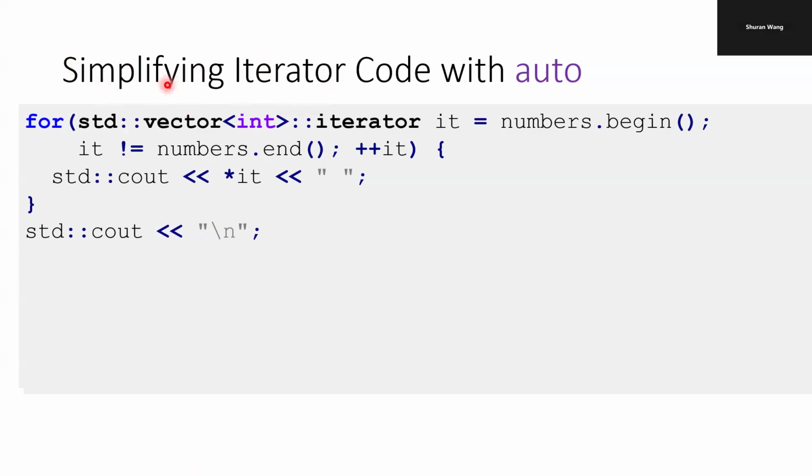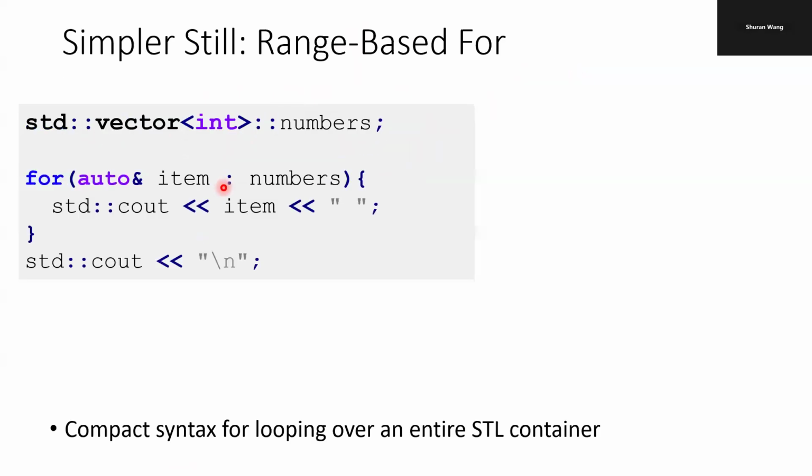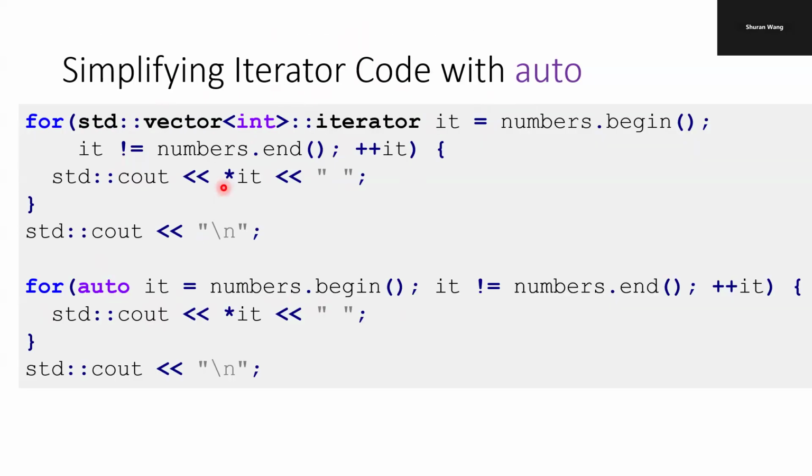Now, for the iterator code, we can simplify it with auto by replacing the std::vector<int>::iterator it with auto it. So in this case, the compiler will find what type numbers.begin is, and it will replace the auto keyword with this iterator type. Is it clear with auto?